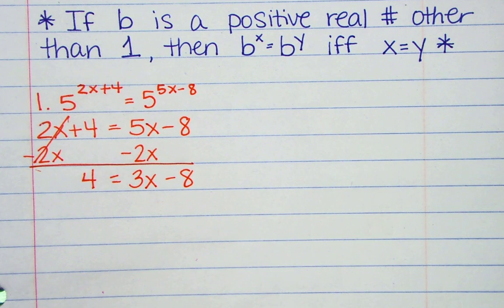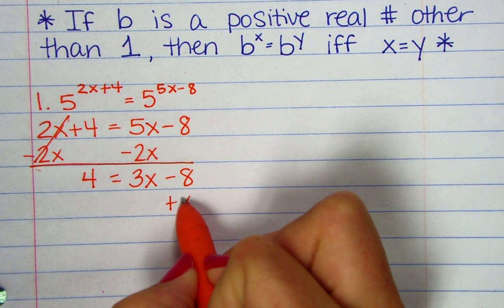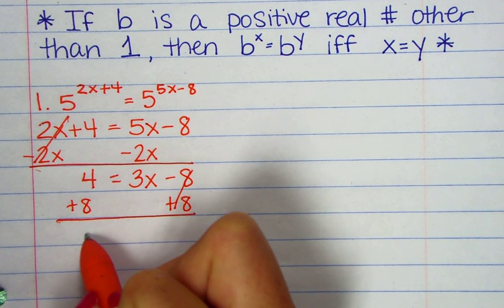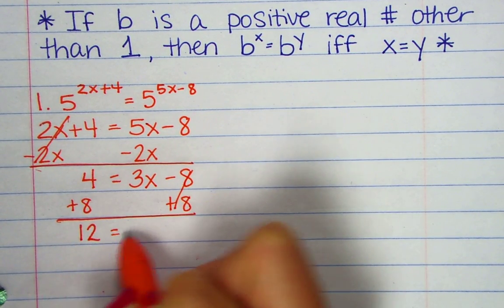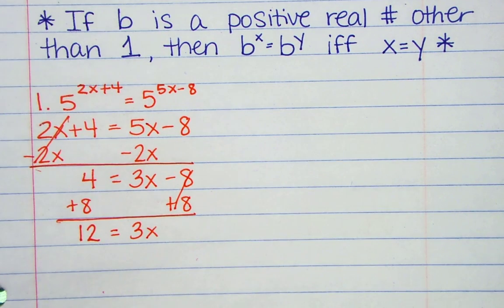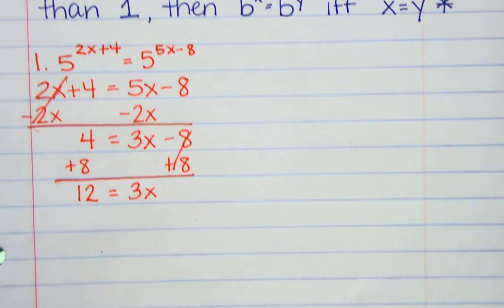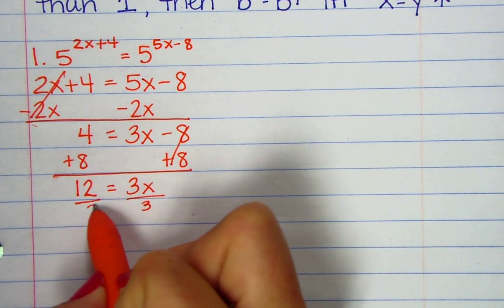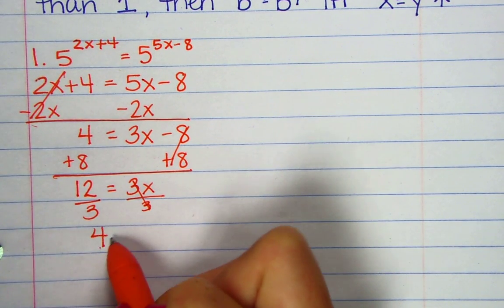And then what? We're at plus 8 first. Plus 8 first. Okay, 4 plus 8, 12 equals 3x. Now what, Kevin? Now divide, right? 12 divided by 3, 4.